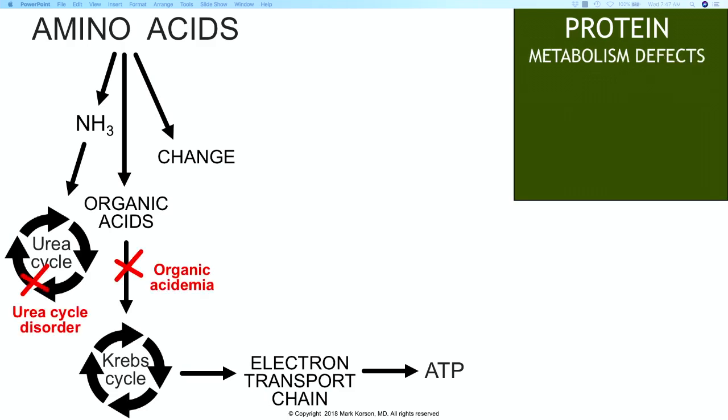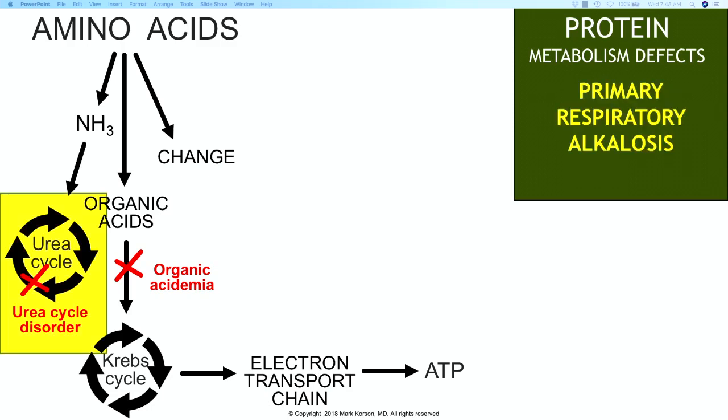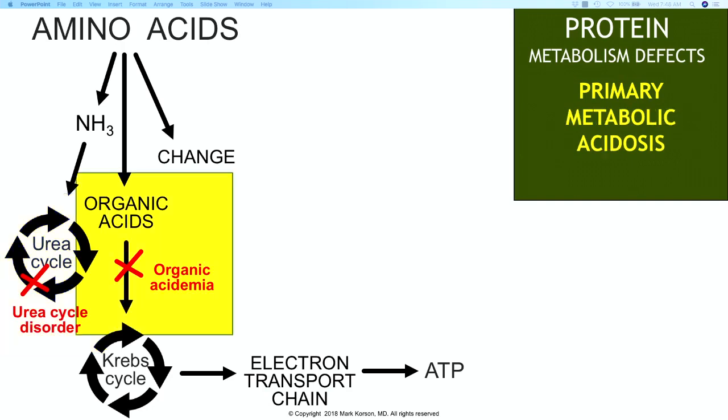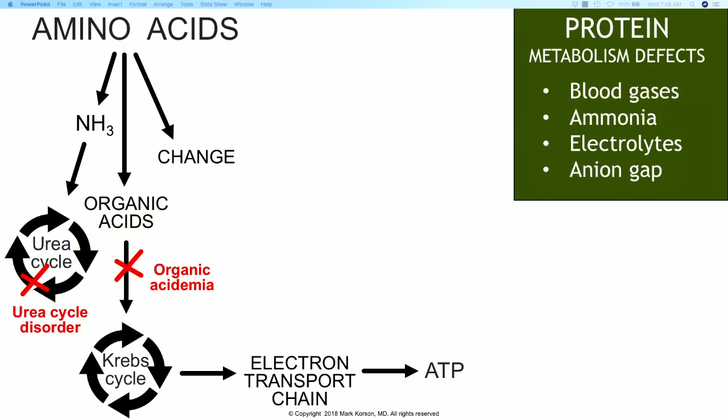If you want to screen for problems in the urea cycle, off to the left there, then one would look at an ammonia. If one is looking for problems in the organic acids, well, organic acids will cause a metabolic acidosis. They will cause an increased anion gap. And so these are the types of things that we look for. Abnormal blood gases, again, a primary respiratory alkalosis on the urea cycle, primary metabolic acidosis for an organic acidemia. And again, if you do blood gases, ammonia, electrolytes, and anion gaps, you really do screen for defects in protein metabolism. Not very complicated tests.